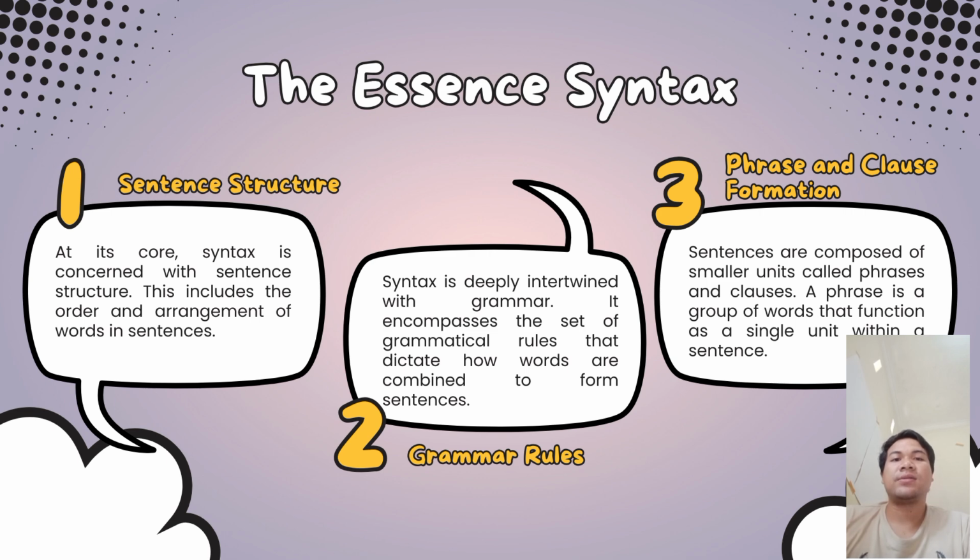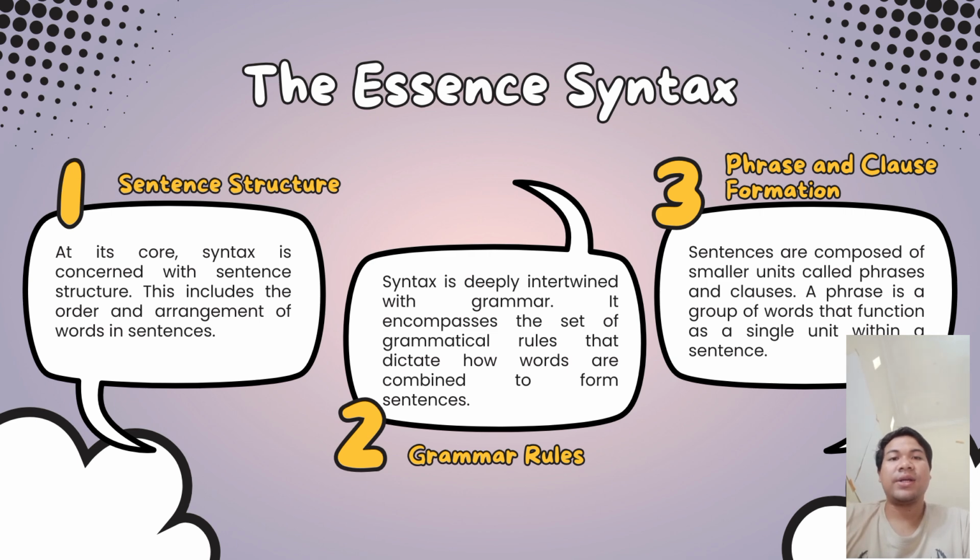Agreement, case, and word order. For instance, in English, verbs must agree with their subject in number and person. She runs versus they run. Grammar rules ensure that sentences are not only well formed but also meaningful and unambiguous.